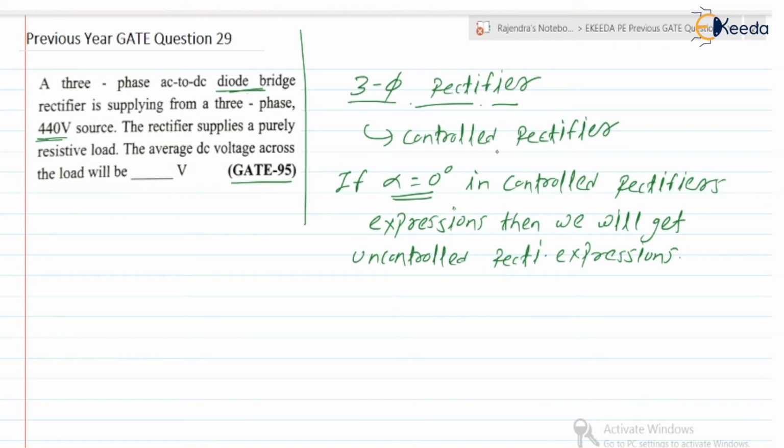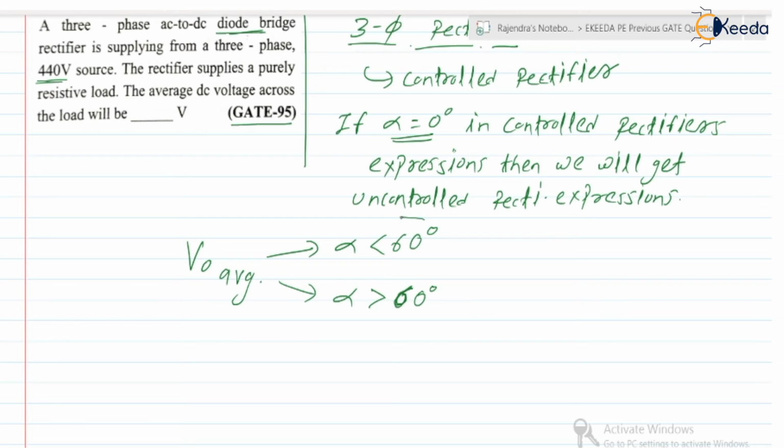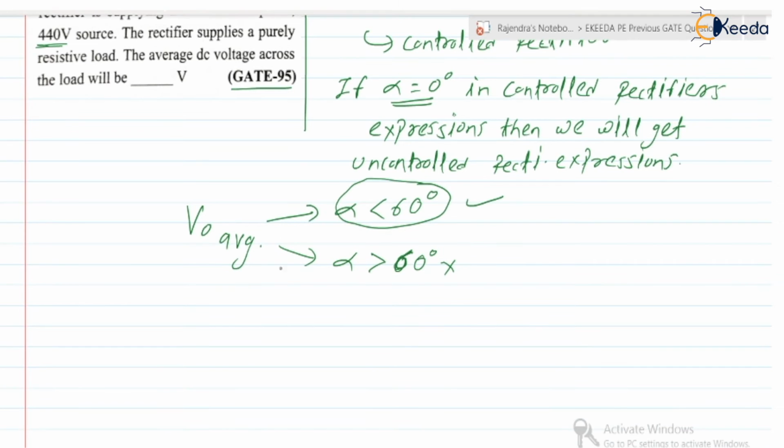Now, in the three-phase controlled rectifier we have two expressions of V0 average. They have asked for the DC voltage, that is nothing but the V0 average. One expression is for alpha less than 60 degrees and the second one is for alpha greater than 60 degrees. So which expression do we need to use? For alpha equal to 0 degree, definitely we need to go for the alpha less than 60 degrees expression. Is this clear?